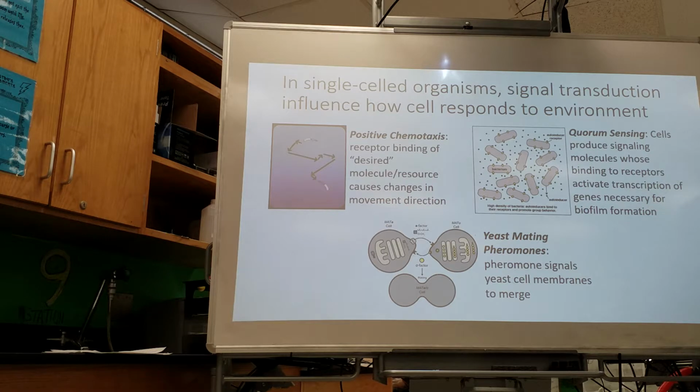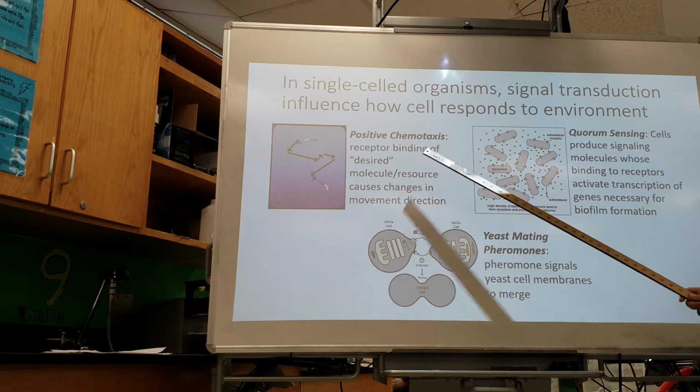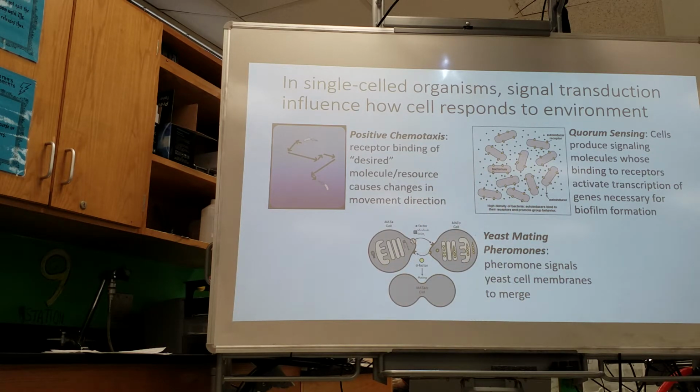Chemotaxis is behavioral. It's when an organism is trying to move toward or away from a stimulus. Positive chemotaxis is moving towards a gradient of a chemical, and so bacteria can use a receptor that responds to a certain molecule to allow them to go towards that molecule. That's where they can get food or whatever resources they need. And yeast release pheromones that trigger their ability to fuse with another yeast cell and mate with them.